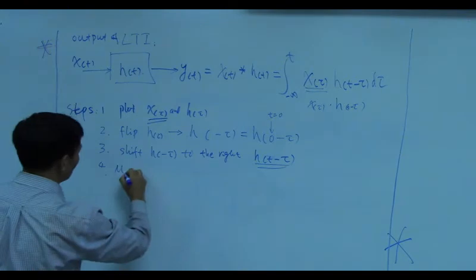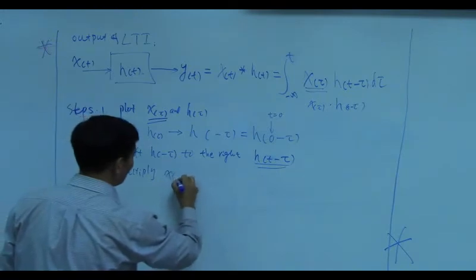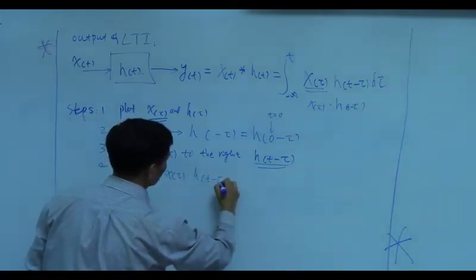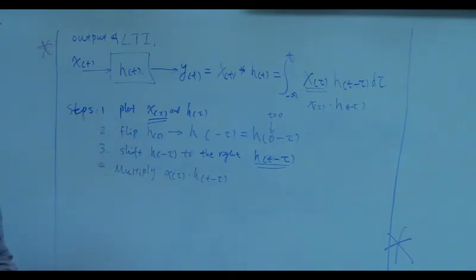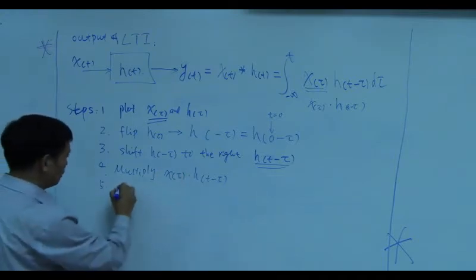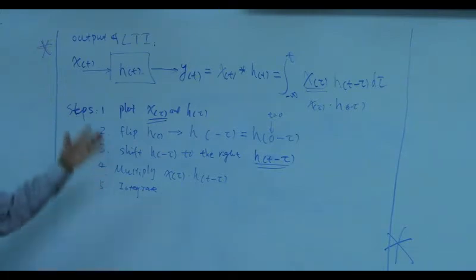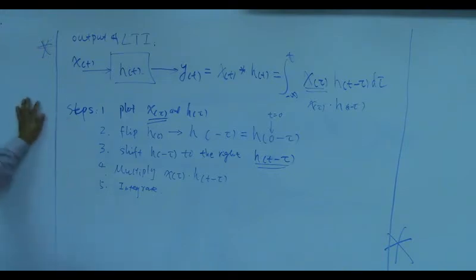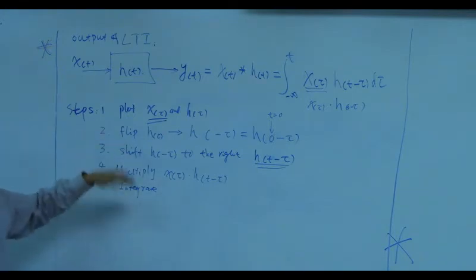Then we multiply these two. Step 4 is multiply x tau with h t minus tau. Multiply these two. Then the last step is do the integral. Integrate. Then you get the result. That is how we derive these steps from the definition. Then next time we are going to discuss in detail how to do this with an example.